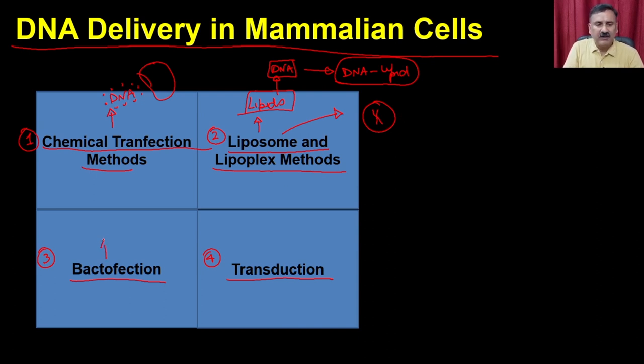In bacteriofection, you are using bacteria as a source to deliver the DNA. Similarly, in transduction, you are going to use a virus as a source to deliver the DNA into mammalian cells.